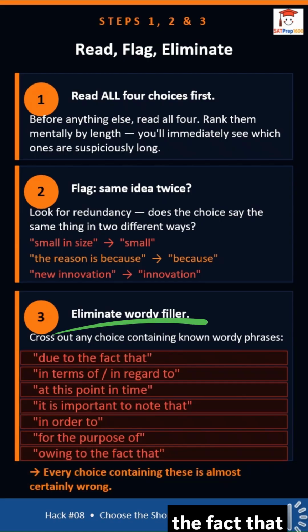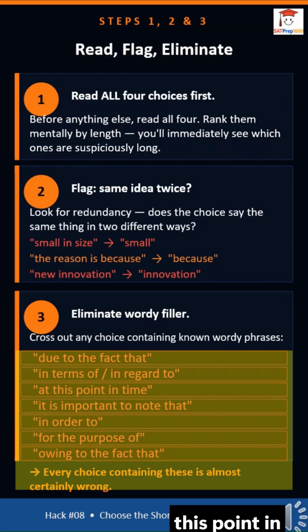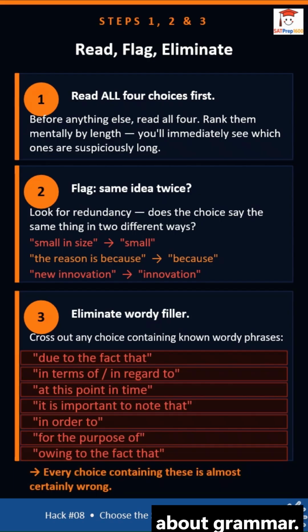Step 3. Cross out any choice containing a known wordy phrase. Due to the fact that, eliminate. In order to, eliminate. At this point in time, eliminate. It is important to note that, eliminate. Any answer containing these phrases is almost certainly wrong. You can eliminate it before you even think about grammar.